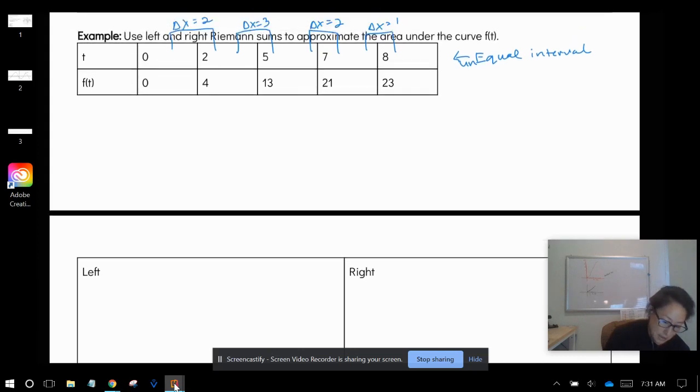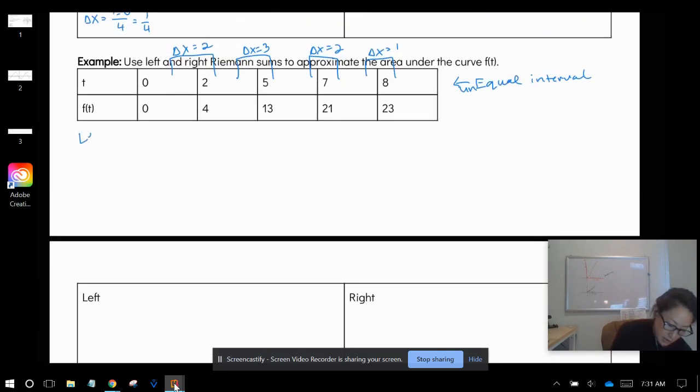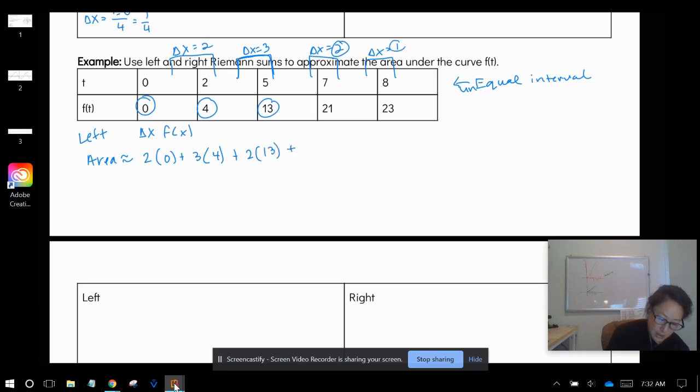And that is A-okay. For the left, the area is about equal to delta x times f of x. The left is going to be at f of 0. So I have 2 times f of 0, which is 0, plus delta x is 3 times f of 2, which is 4, plus 2, that's my delta x, times f of 5, which is 13, plus 1 times f of 7, which is 21. When I add that up, I get area is about equal to 59.